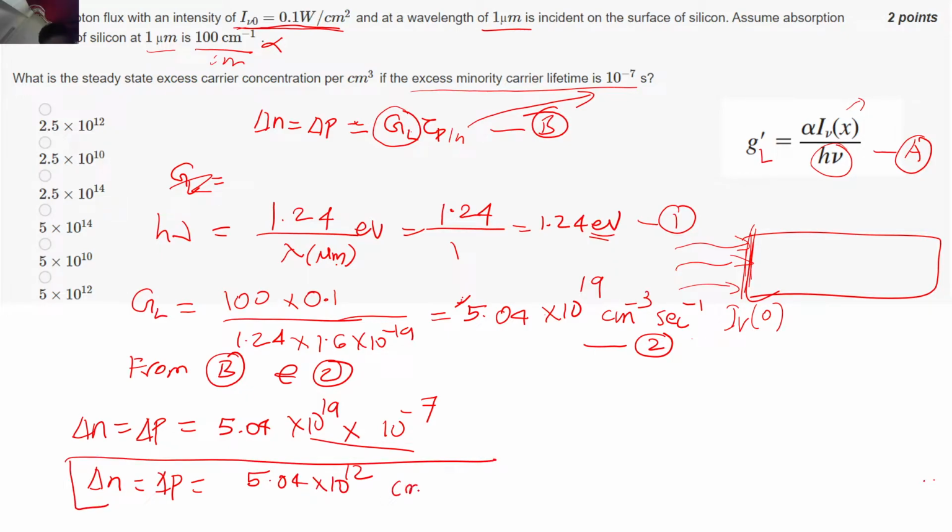And units are what? cm to the power minus 3, correct? So this is the answer that we got, and let's check the options. So this is the closest option that we have. So the last option is correct, and I hope it is clear to you why I have written delta n is equal to delta p, right?